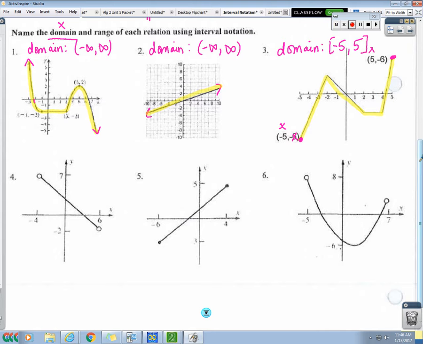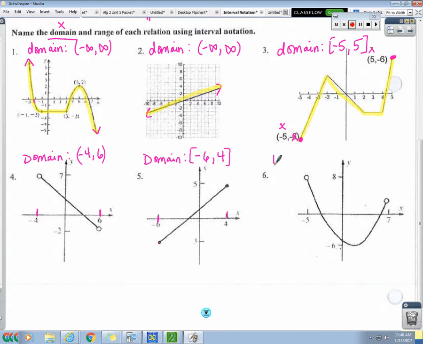Okay, number 4, what would the domain be? Negative 4 to 6. Because look, the x value of this point is negative 4. The x value of this point is positive 6. But they're both open circles, so parentheses on both. Okay, so what about the domain for number 5? What would it be? Negative 6 to 4, because this one has an x value of negative 6, this point has an x value of 4, and they're both closed, so both brackets.